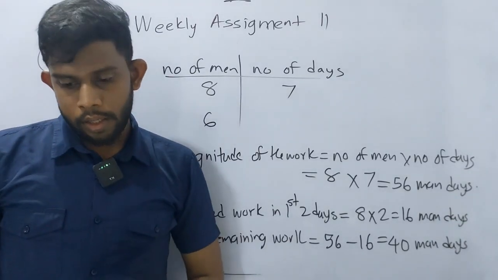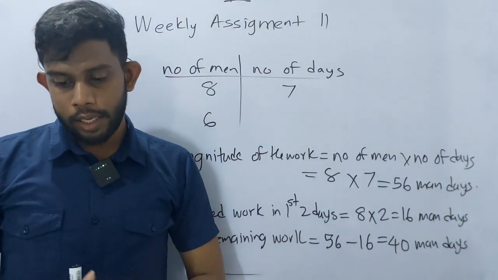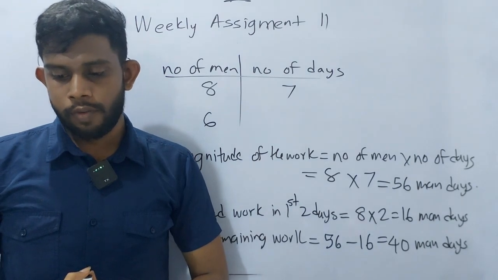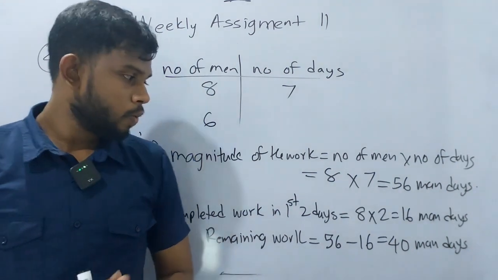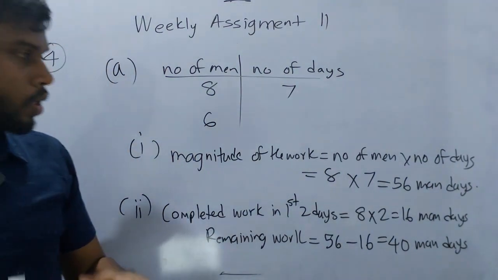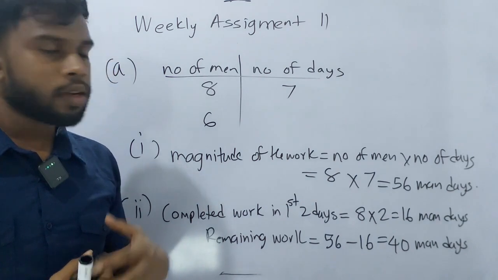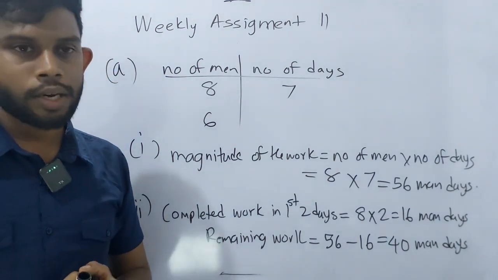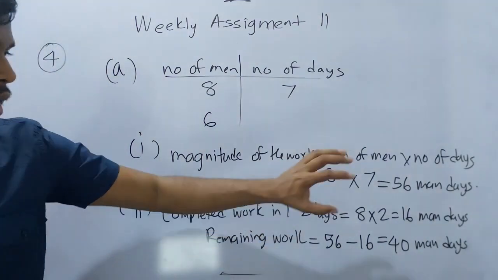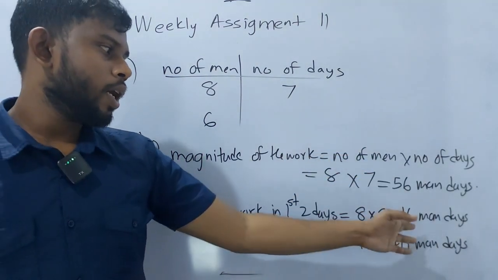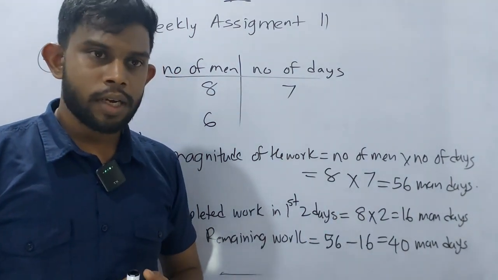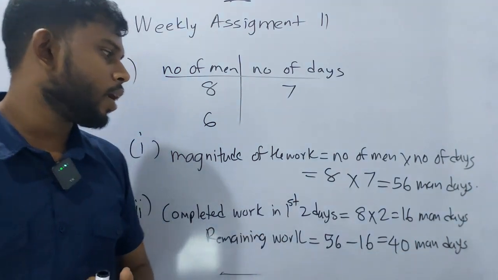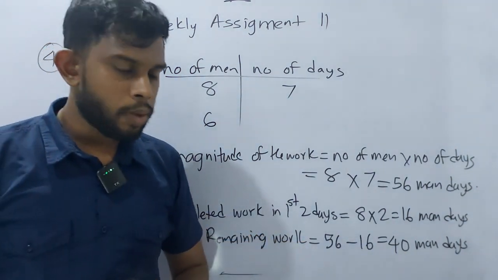Roman number 3. So in Roman number 3, they are saying, according to the requirement of the school, find the extra number of men needed to finish the task. Now, the total work is needed to be completed within 6 days according to the requirement of the school. During the first 2 days, 16 man days of work has been completed, and the remaining magnitude of the work is 40 man days.